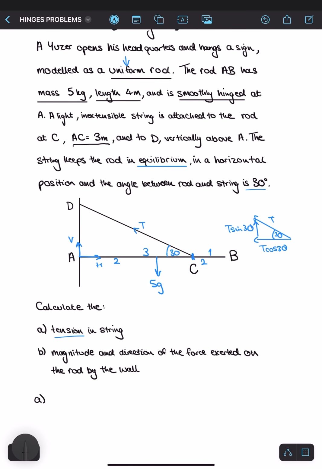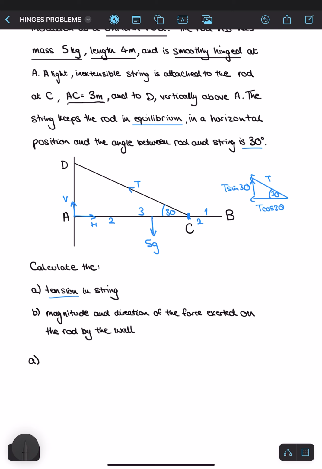So for part A, now that I have my diagram labeled and we're remembering that the reaction at the hinge acts at an angle which we don't know, there are two things we could do. We could either take moments or we could resolve our forces. In this diagram, since I don't know forces at 2 points, A and C, which is the tension, I'm going to take moments. If I was just missing forces at 1 point, I could resolve. So which point do I take moments about? Well, I want to solve for T, so I don't know the forces acting at the hinge A, so I'm going to take moments about A.